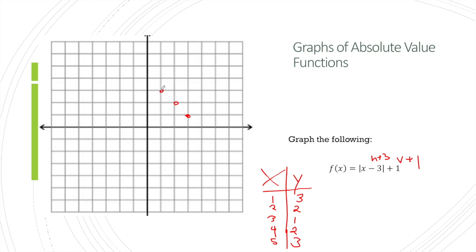So this would be our new graph. So I have when x is 1, y is 3. When x is 2, y is 2. When x is 4, y is 2. And when x is 5, y is 3. Here's my beautiful new absolute value function. And we can see that we had our horizontal shift and our vertical shift, just like before when we were graphing parabolas.